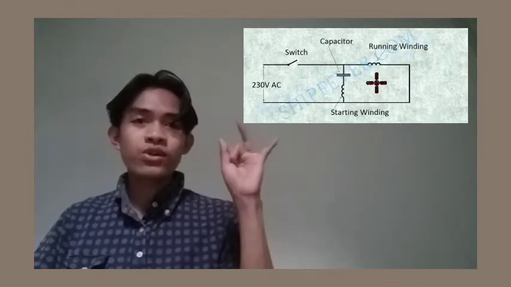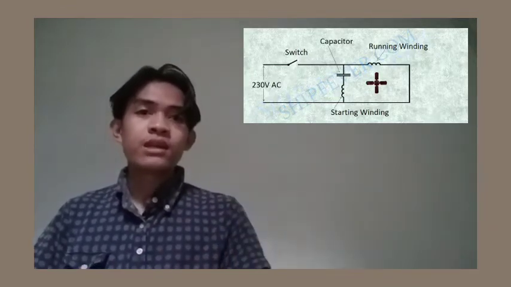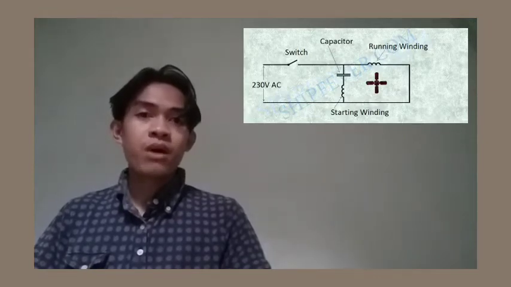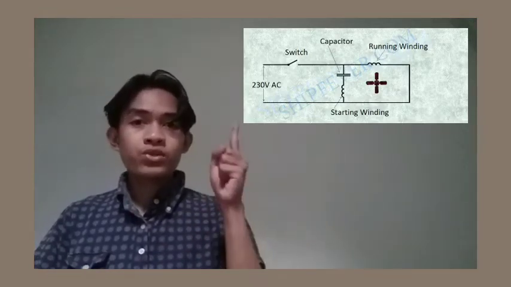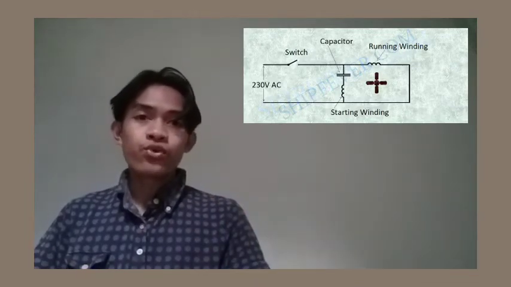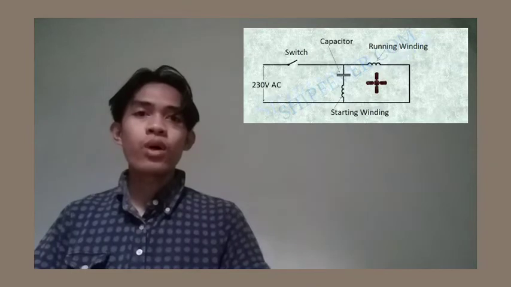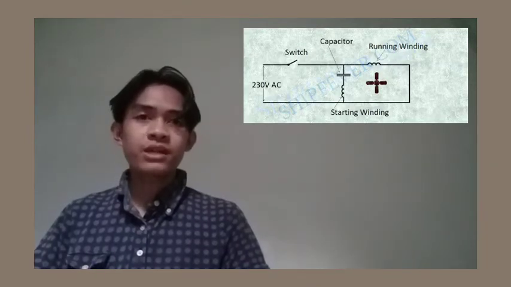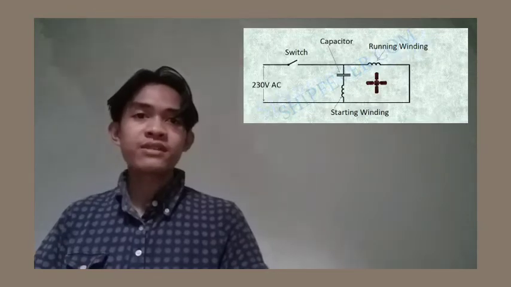As we can see in this diagram, which represents the circuital arrangement of the fan, it has one running and one starting winding, also known as stator, connected to the power supply. One capacitor is serially connected with the starting winding and one rotor.